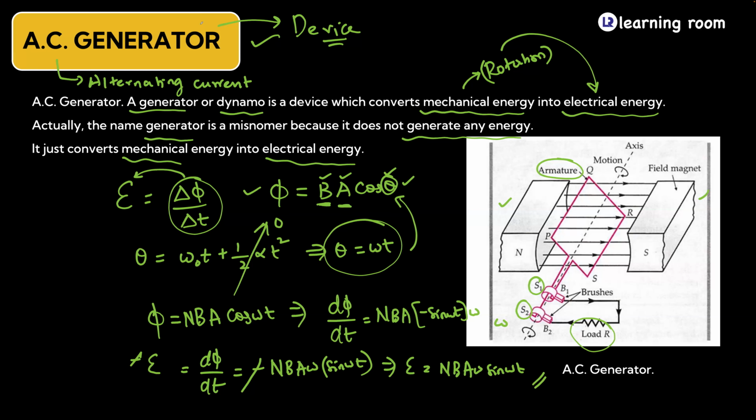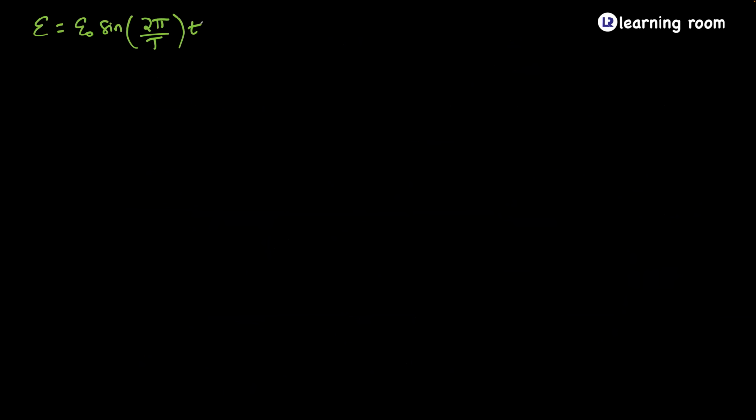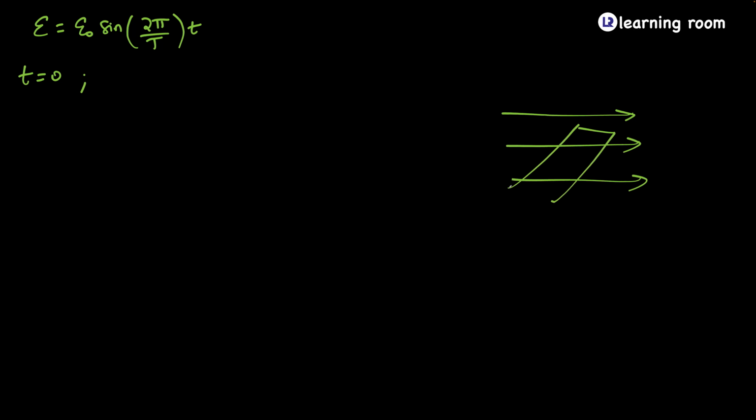So at t equal to 0, what is the value of theta? If I take this to be the direction of the magnetic field, and I take the area vector in such a way that the area is like this, then initially at t equal to 0, the area is in the plane of the magnetic field and the area vector is perpendicular to the magnetic field. So at t equal to 0, can I say theta is equal to 90 degrees, which implies flux is equal to 0.